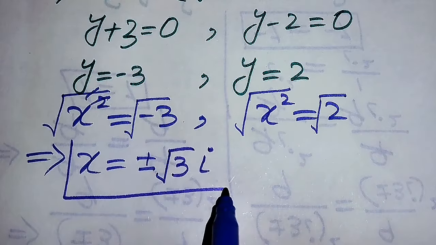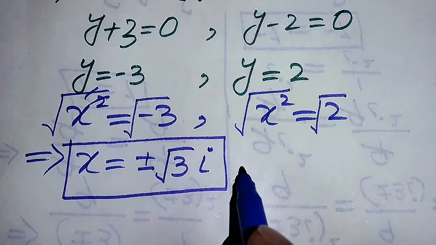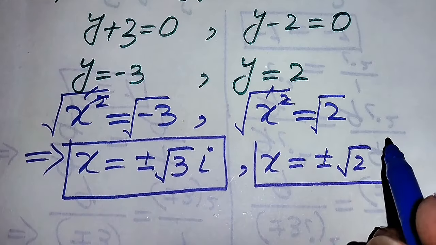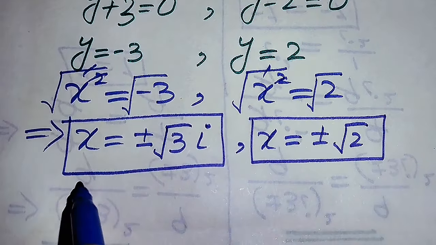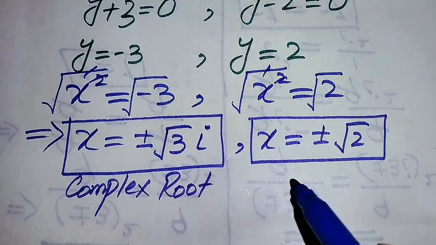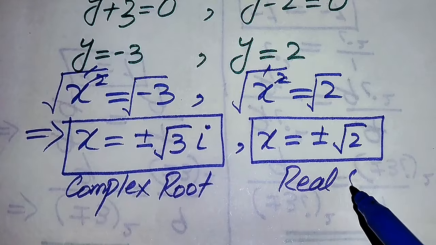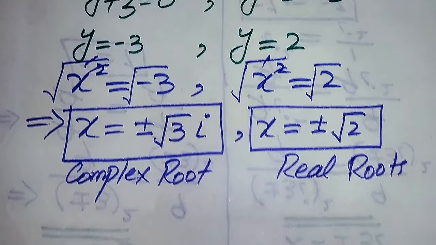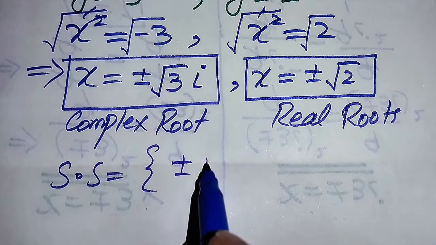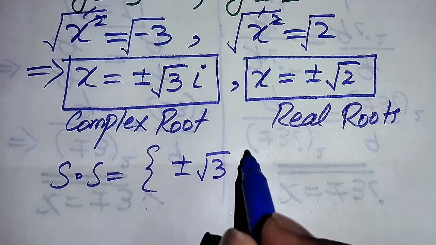These are the two complex roots of the given equation, and from here this square and square root are gone, and we get x is equal to plus minus square root of 2. These are the other two real roots of the given equation. So these are the two complex roots of the given equation, and these are the two real roots. Finally, there are 4 roots of the given equation, and these 4 roots are plus minus square root of 3 iota and plus minus square root of 2. So these are the 4 roots of the given equation, and this is the final answer.